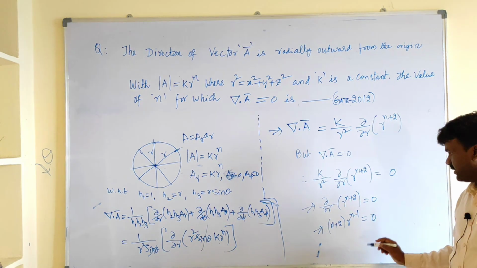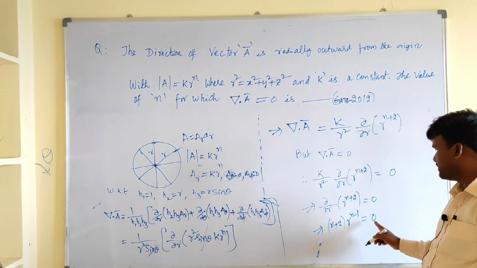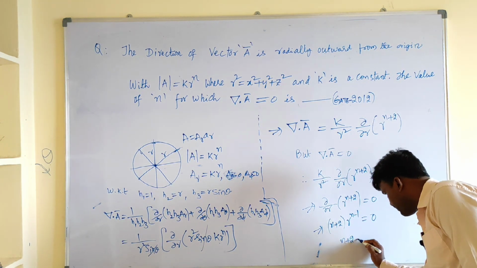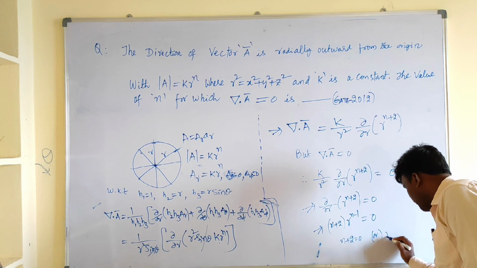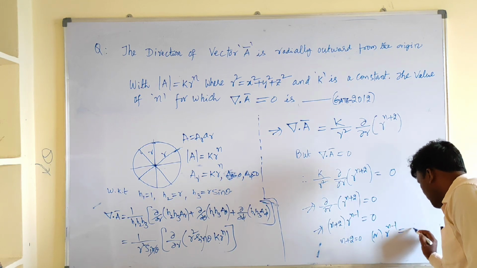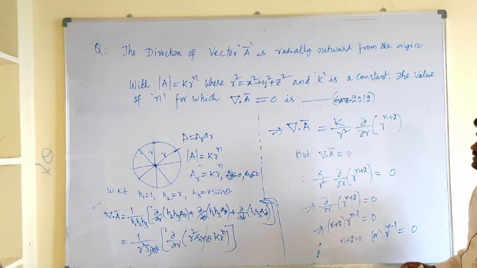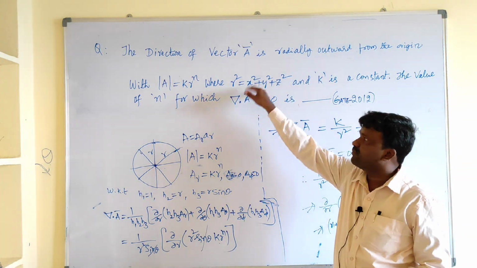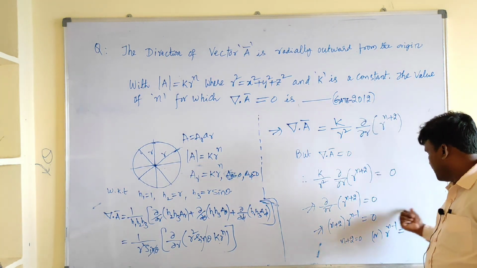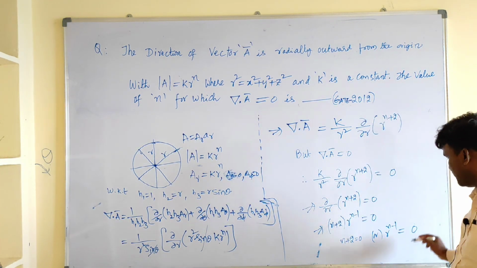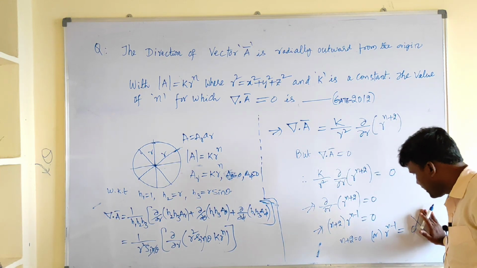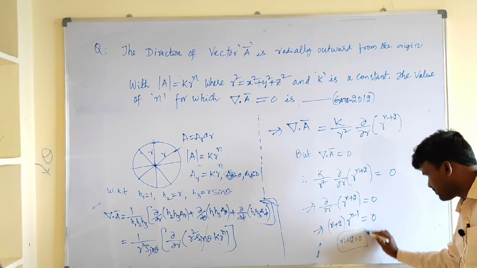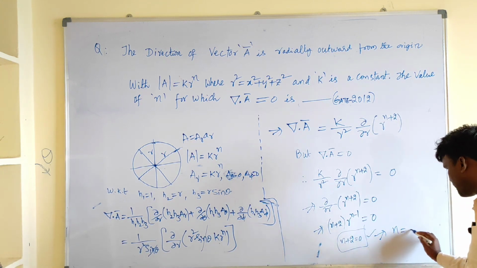Here this part is 0, meaning either r to the power n minus 1 is 0 or else n plus 2 is 0. But r to the power n minus 1 being 0 is not correct, because r is never 0. So we have to take n plus 2 as 0. This implies n is equal to minus 2.